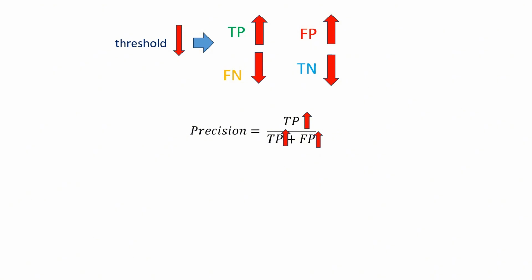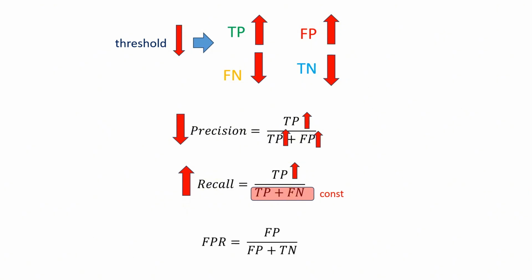Precision will decrease if FP increases proportionally more than TP. As we saw, any increase in TP comes directly from FN. Therefore, TP plus FN remains constant. In fact, the number of actual positives does not change, and as a result, recall strictly increases. An identical issue happens for FPR. Any increase in FP comes directly from TN. Therefore, the denominator remains constant, and FPR strictly increases.